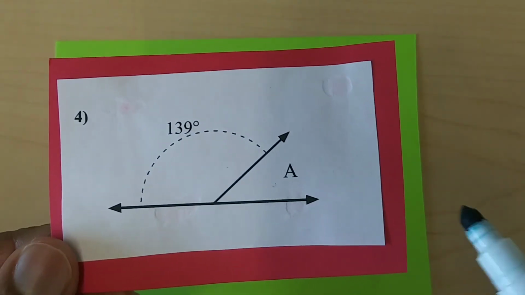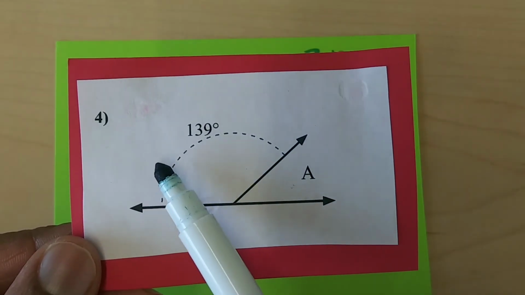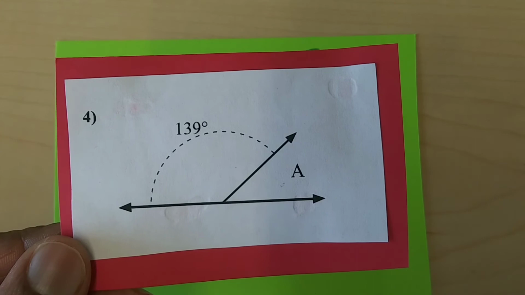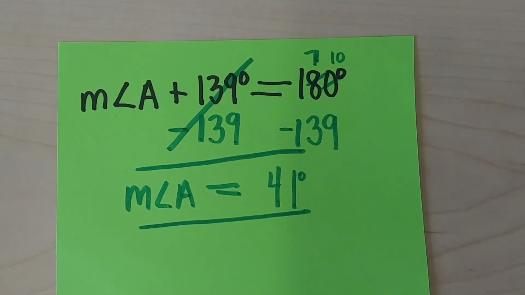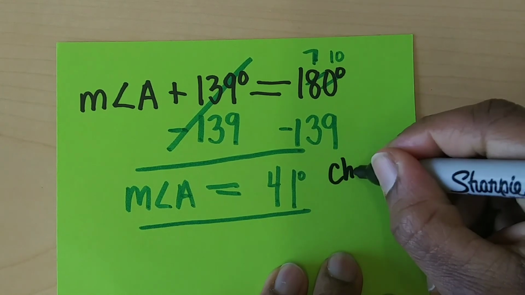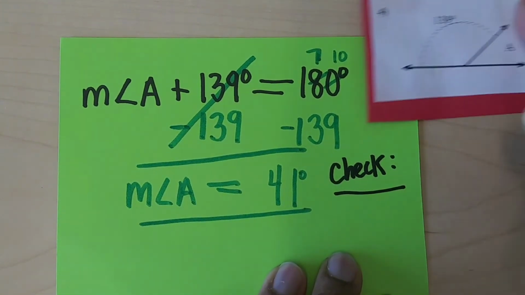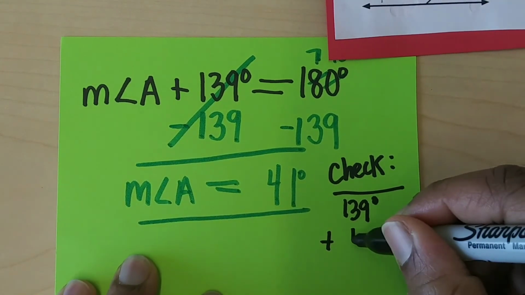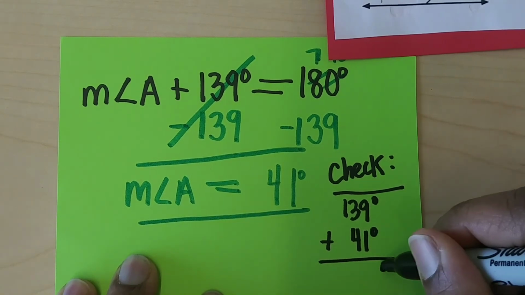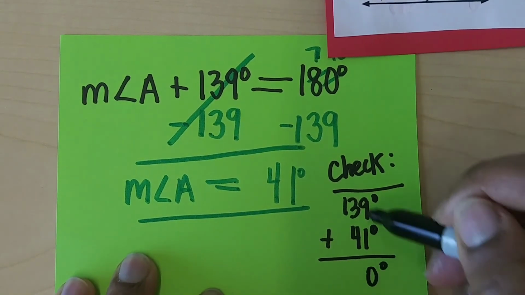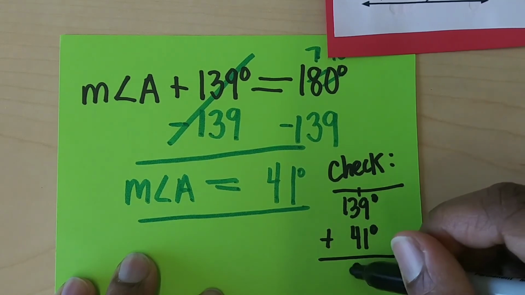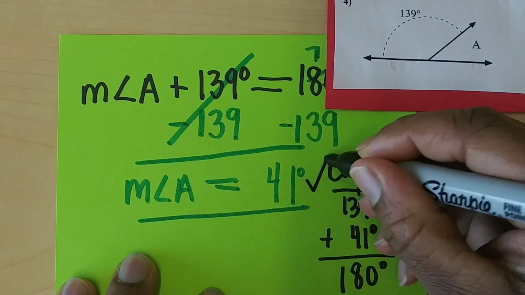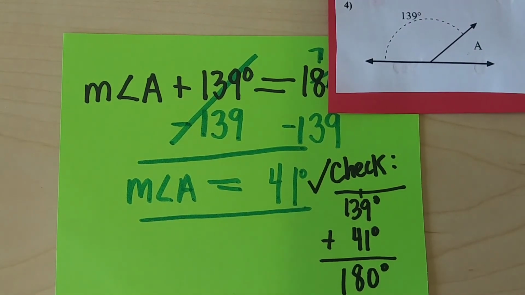In order to check it, we are going to plug in 41 here, and we're going to add 139 degrees plus 41 degrees, and together they should total 180 degrees. Let's go ahead and do that right here. Let's check. I am going to take the 139 degrees plus what we calculated as the 41 degrees, drop my degrees sign down. 9 plus 1 is 10, 4 plus 3 plus 1 is 8, and look at that. It totals 180 degrees, which is your supplementary angle, so that all checked out.